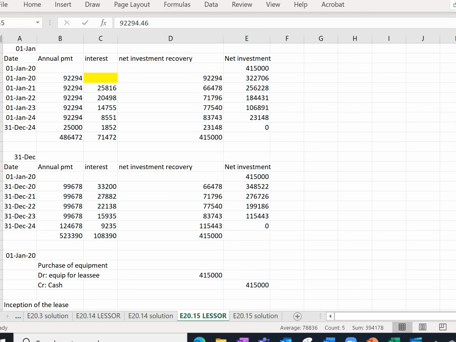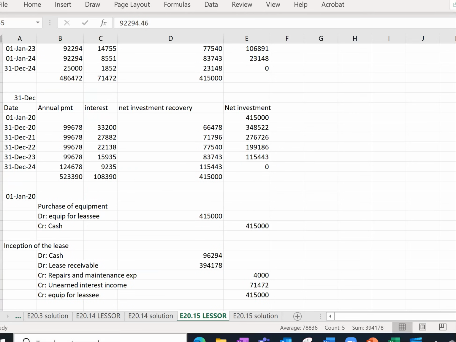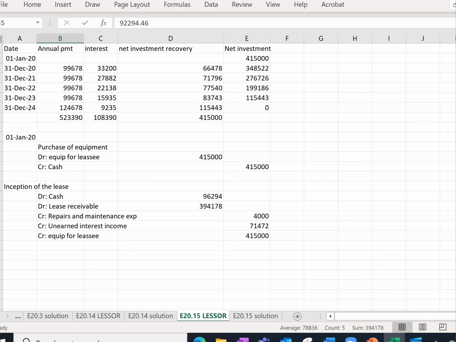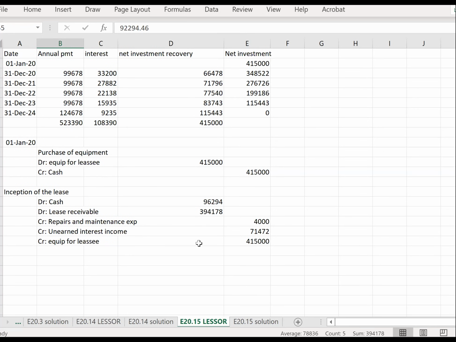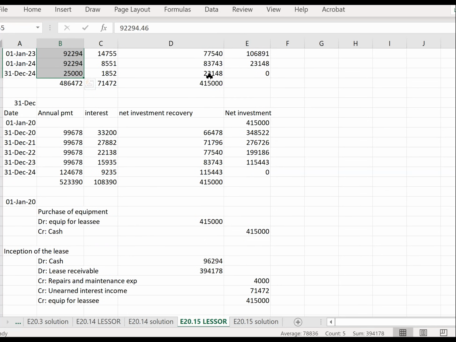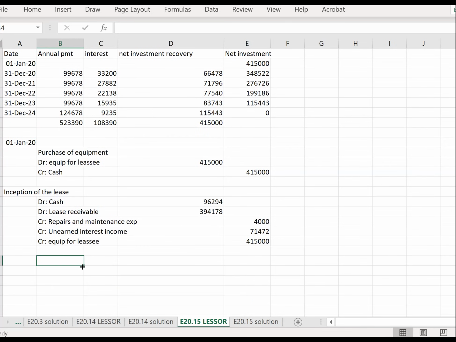And then let's pull this up a little bit. Okay. And then we're going to have the unearned interest income, which is right from our schedule, 71 here. And we're clearing off the equipment for the lessee because we had put it on the balance sheet here, or the statement of financial position. So we're taking it off because we've replaced it with the lease receivable.